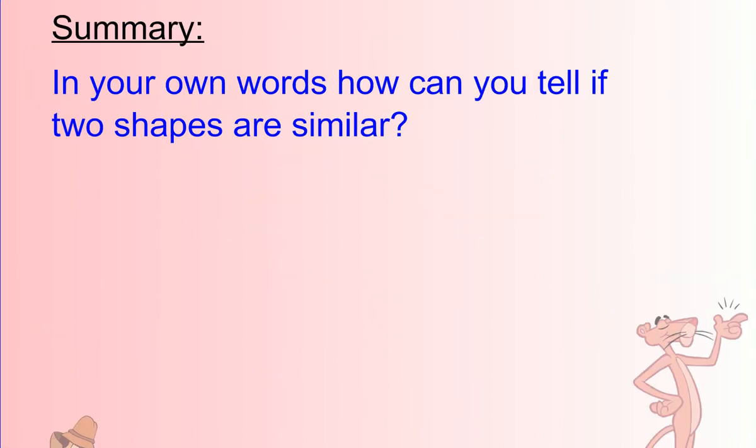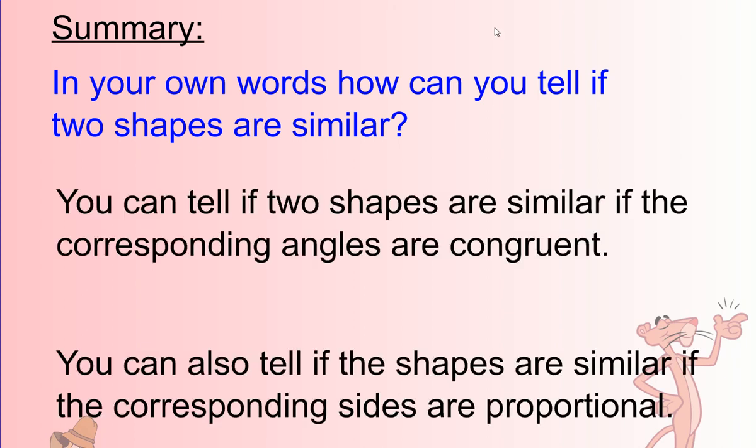So in your own words, how can you tell if 2 shapes are similar? Go ahead, pause the video, answer that question, and then we'll go through it together. And I have here, you can tell if 2 shapes are similar if the corresponding angles are congruent. And you can tell if the shapes are similar if the corresponding sides are proportional.